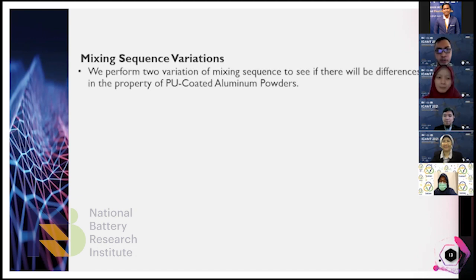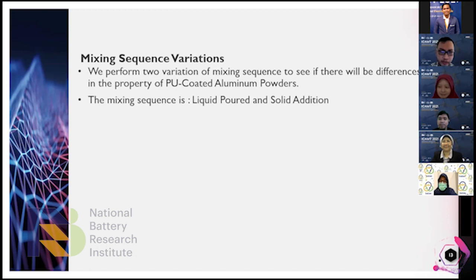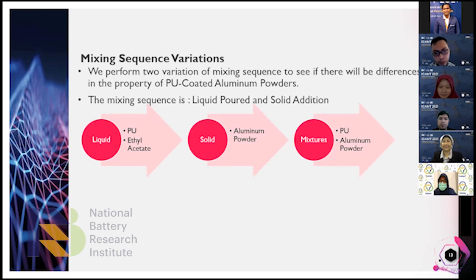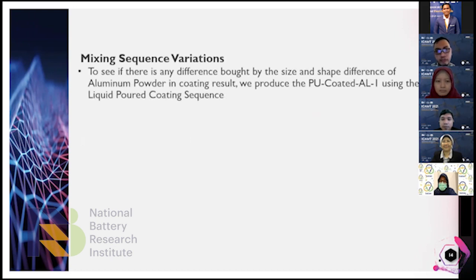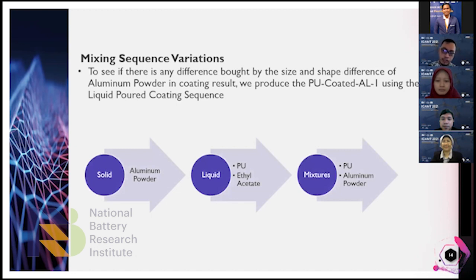We also explore the mixing sequence variation here. We perform the variation of mixing sequence to see if there will be differences in the properties of PU coated aluminum powders. The mixing sequences are liquid pour and solid addition. In liquid pour, we pour the liquid into the solid aluminum powders, and we have to stir vigorously to form a stable mixture. To see if there is any difference due to the size and shape of the aluminum powders in the coating result, we produce the PU coated AL1 using the liquid pour coating sequence. And this is the other coating sequence, solid addition, where the solid is added to the PU solution and then stirred to get a stable mixture.